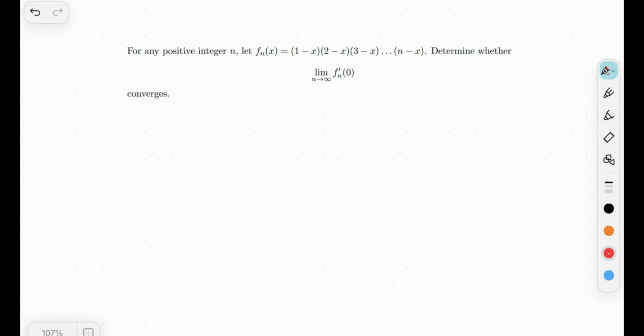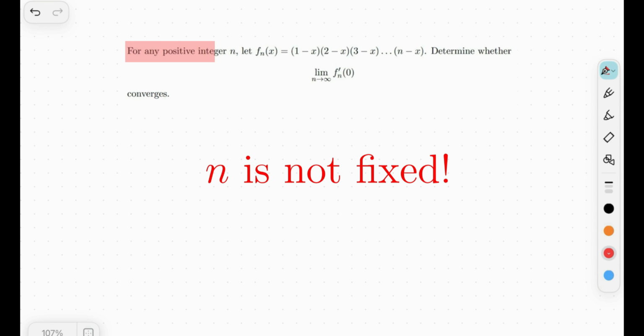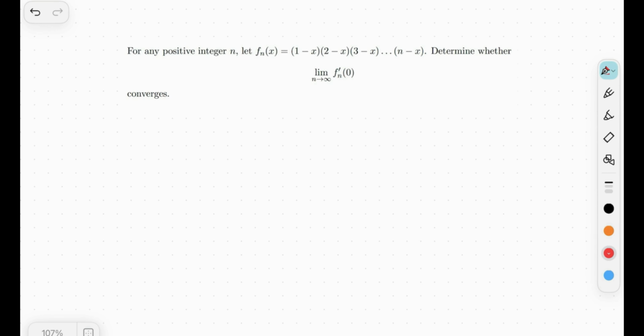Well, you could try using product rule on this large product, but the main problem isn't even that there might be a lot of factors and therefore it would be very tedious. The main problem is that this n is not fixed. It's a variable positive integer. So therefore, product rule wouldn't even give you a neat closed form expression for you to work with. So we're going to have to resort to other methods.